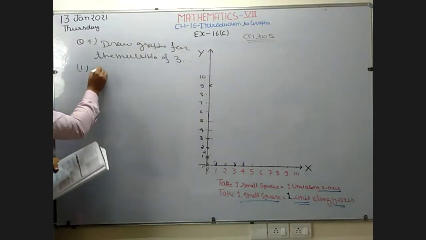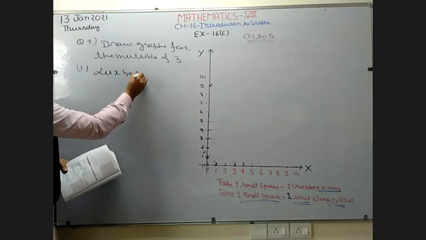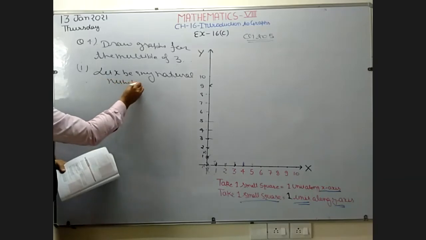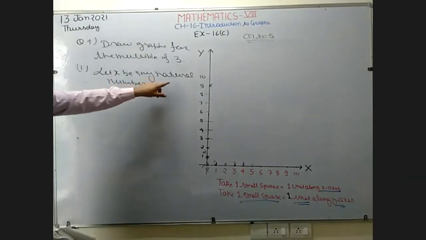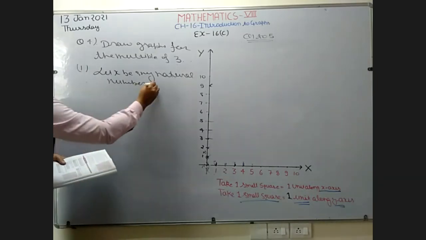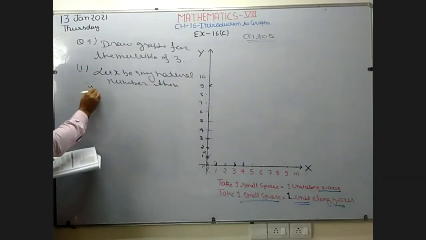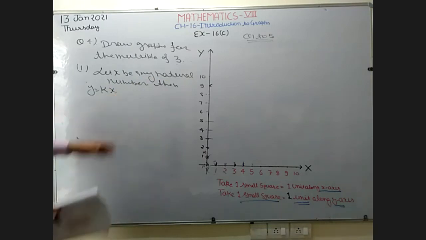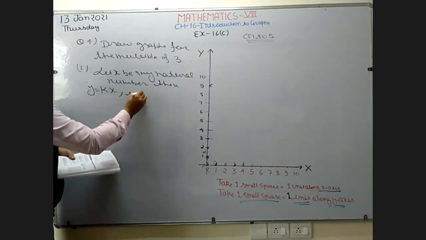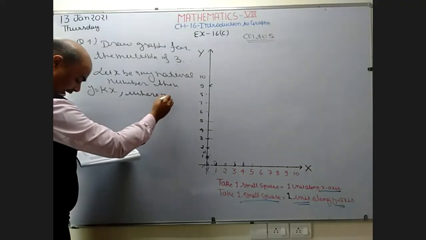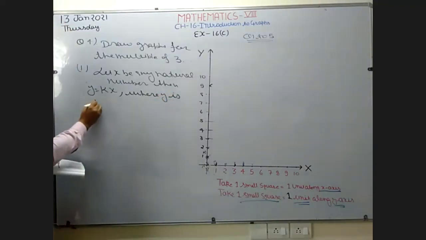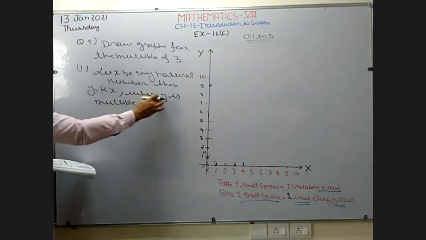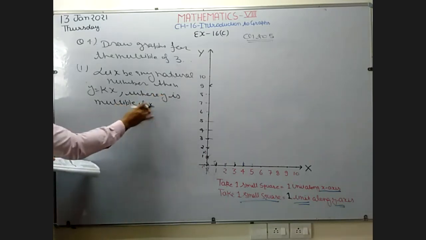So let x be any natural number. What do I write here? Let x be any natural number. Then y equal to kx, where y is a multiple of x. Where y is going to be represented by a multiple of x.